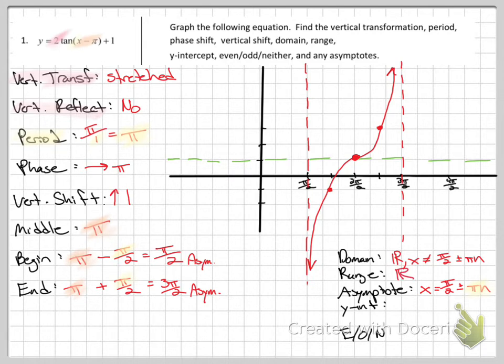Tangent cannot be even, right? I can't fold it and have it land on itself, but it could potentially be odd. But remember, if you have a vertical shift, you cannot have an odd answer because this one's up 1. When I flip it upside down, it's going to be down 1, which is not the same. So this is neither. Y-intercept, you might be able to look at it and figure it out. Or don't forget about algebra, right? I'm going to plug 0 into my equation.